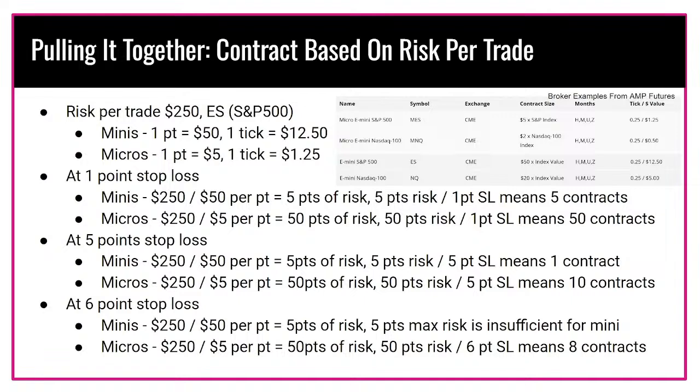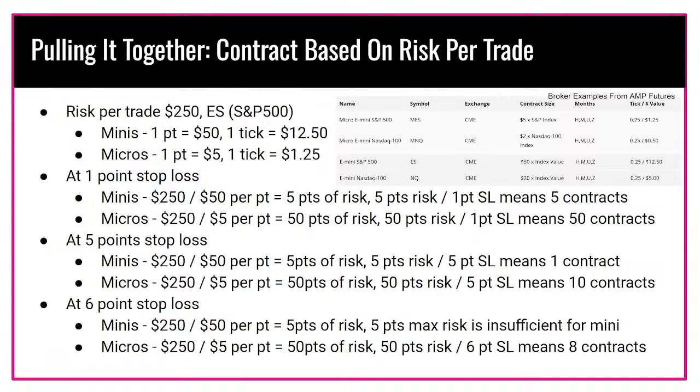So if you take the 5 points of risk divided by your 1 point stop loss that you know you're going to be using, that would mean you could use 5 contracts. 5 divided by 1 is 5. As you can see here, a micro is $250 divided by $5 per point, giving you 50 points of total risk. 50 points divided by a 1 point stop loss means 50 contracts. That should kind of be a given if you keep in mind that micros are 1/10 of a mini.